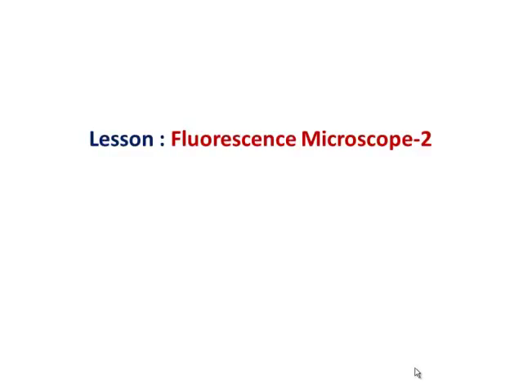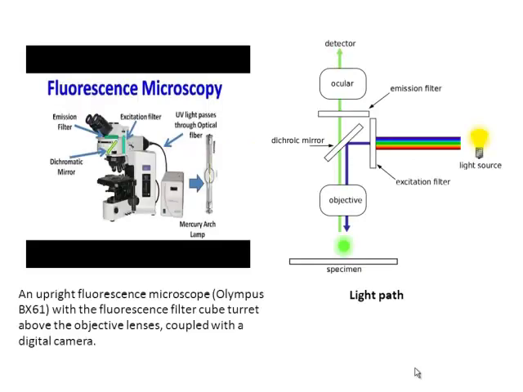Hello dear students, in the previous lesson we talked about the fluorescent microscope and different parts of it. For example, we talked about the light source, which is the mercury arc lamp.